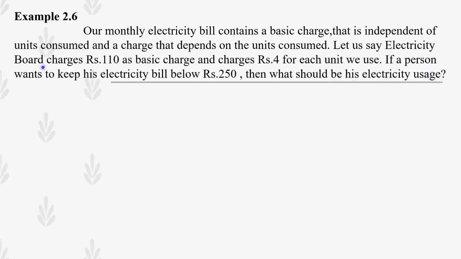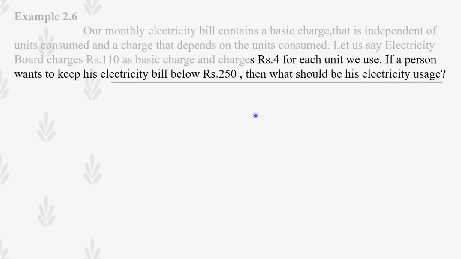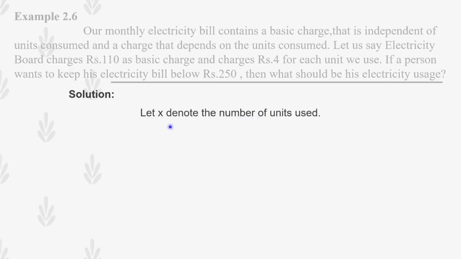Yes. The electricity board charges rupees 110 as basic charge for everybody and rupees 4 for each unit we use. If a person wants to pay his electricity bill below rupees 250, how many units can he use? Let us see the solution. Let x denote the number of units used. That is what we want to find, so you have to take that as x.